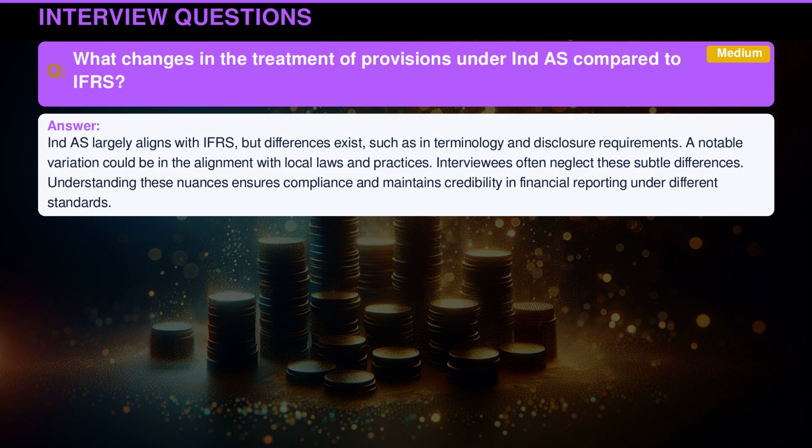Indian Accounting Standard largely aligns with international financial reporting standards, but differences exist, such as in terminology and disclosure requirements. A notable variation could be in the alignment with local laws and practices. Interviewees often neglect these subtle differences. Understanding these nuances ensures compliance and maintains credibility in financial reporting under different standards.